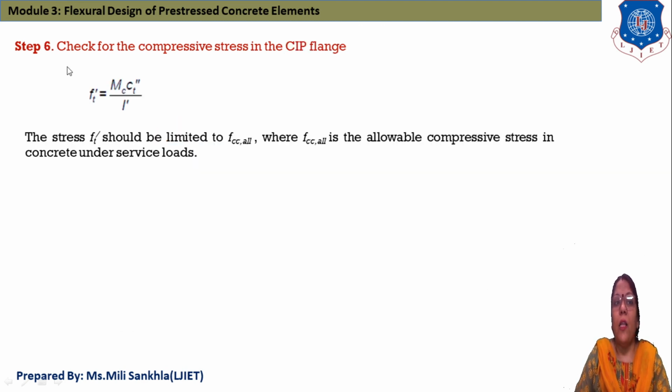Now the last one is to check the compressive stresses in the cast-in-place flange, because the flange is cast in place and our web is precast. FT dash is equal to MC CT double dash divided by I dash, where FT dash should be limited to the allowable compressive stress, where FCC all is the allowable compressive stress in concrete under the service load. Now in today's session we discussed the analysis and design of our composite member. Next we solve an example of a composite member of prestressed concrete. Okay, just now we stop.